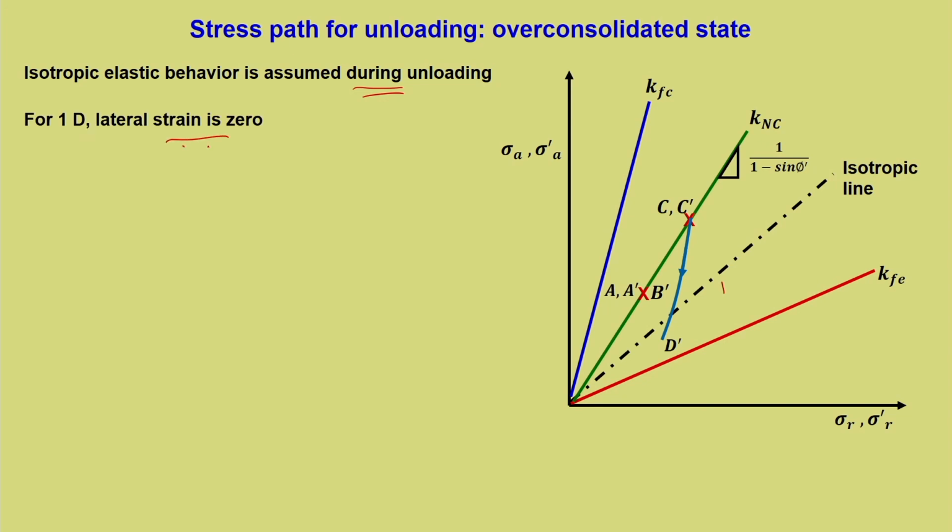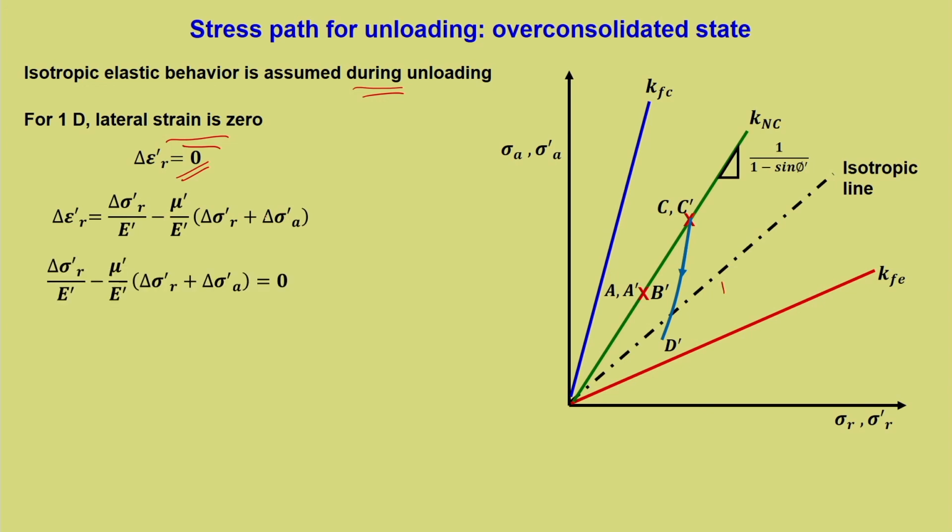For one dimensional, lateral strain is 0, this we have already discussed. So, epsilon r dash is equal to 0, and we also have the relationship epsilon r dash is equal to delta sigma r dash by E dash minus mu dash by E dash into delta sigma r dash plus delta sigma A dash, equating it to 0 because we know it is 0.